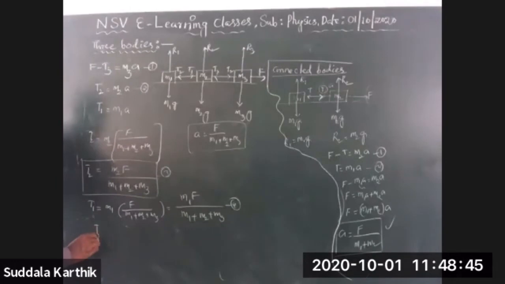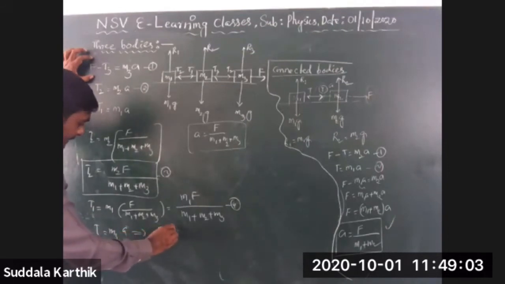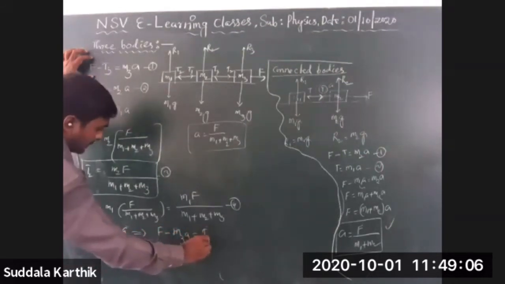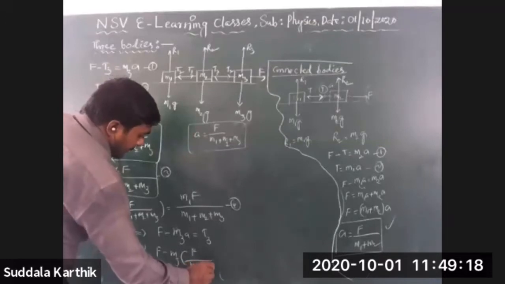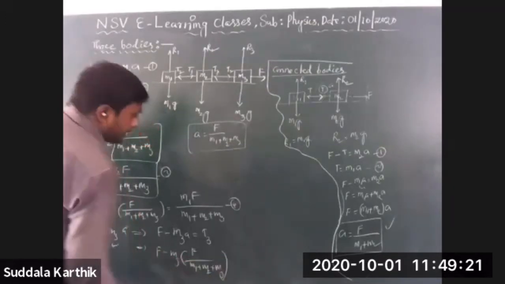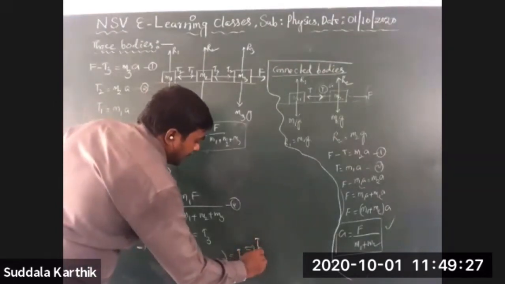But I want to calculate T3. For that purpose I am using this equation: F minus T3 is equal to M3 into A. Is it visible? That implies T3 I am sending that side, M3 this side. F minus M3 into A is equal to T3. F minus M3 into A is F minus M3 times F by M1 plus M2 plus M3. That implies T3 is equal to how much?